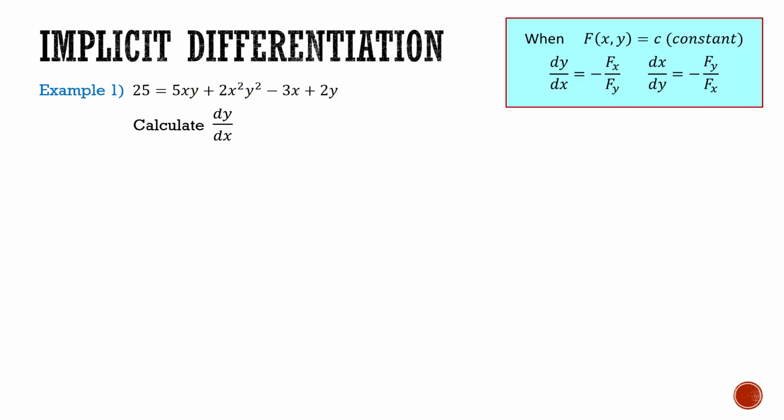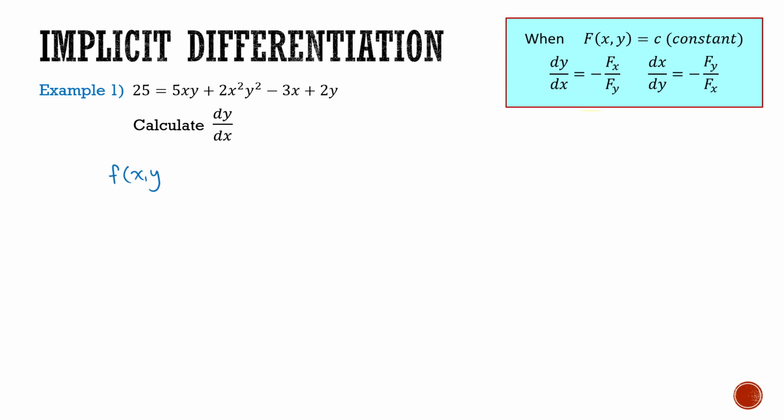So let's pull out our implicit differentiation rules that we derived. dy by dx is what we're going to be looking at, where dy by dx is going to be equal to negative the partial derivative of f with respect to x divided by the partial derivative of f with respect to y. Now we haven't defined what f is yet.